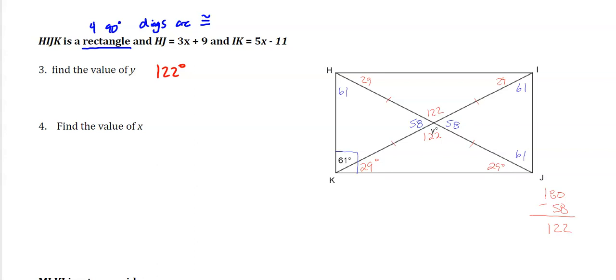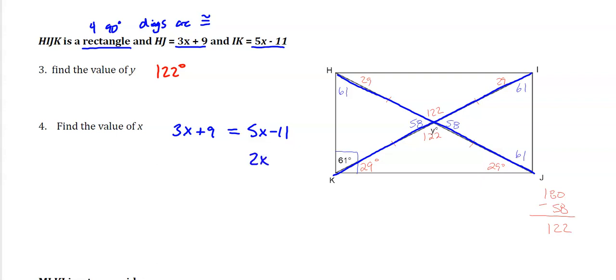Find the value of x. Well, x comes from HJ is this diagonal, and IK is this diagonal. And they have to be equal to each other. So I know that HJ has to equal IK, which should allow me to solve for x. Minus 3x from both sides. Add the 11 to both sides. And we find out that x equals 10. So there's your correct answer for number 4.